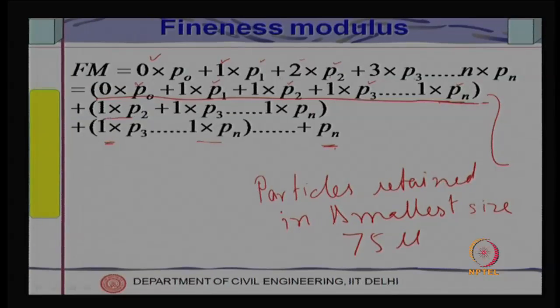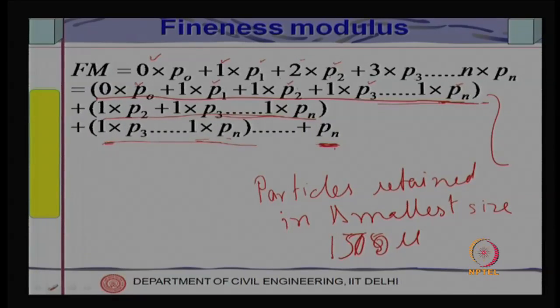This is particle retained in, this is particle retained in, not 75, 150 micron. This is retained in 300 microns, because it starts from P2, so 75, 150. This is particle retained in 300, and this particle retained in the topmost sieve. So, therefore, this is the summation of particle retained in the bottommost sieve to the topmost sieve.